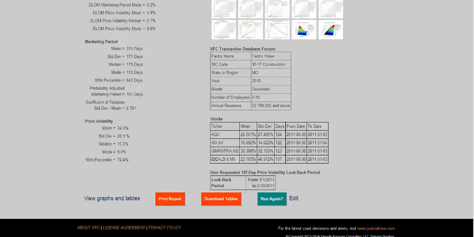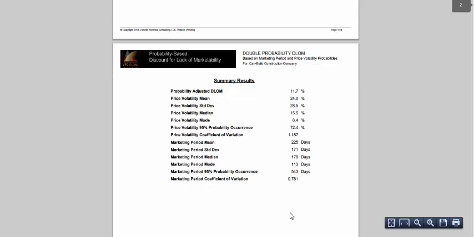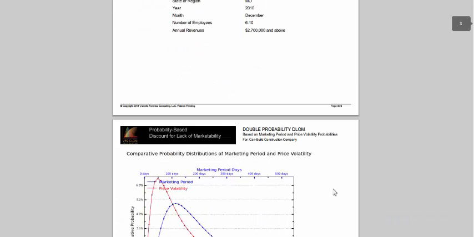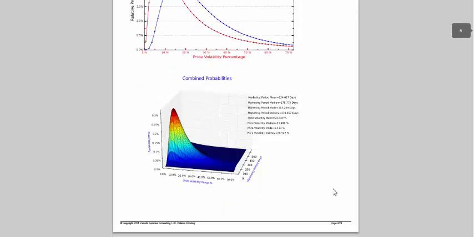Now let's look at some other features of the screen report. The VFC DLOM calculator also provides a report in PDF format that can be printed or can be saved to the user's computer. The report includes all of the profile data provided by the user, including the valuation date and the report date, the probability adjusted DLOM, a summary of the calculation results, the inputs provided by the user, and a series of diagnostic graphs that we looked at before.